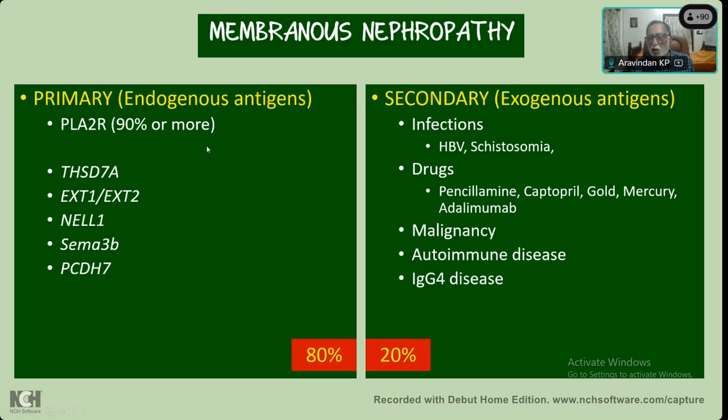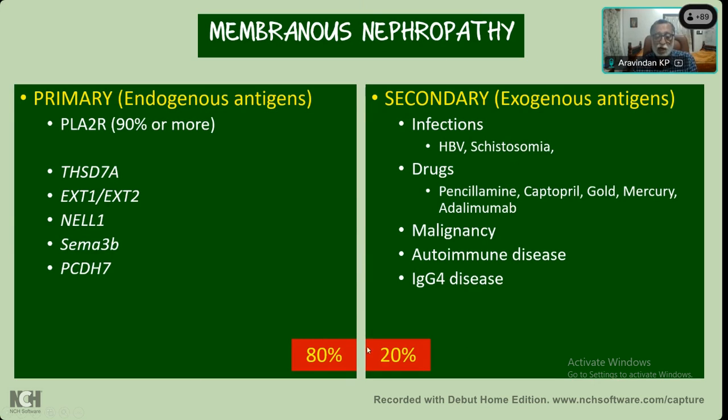Ninety percent of the cases nowadays are primary, especially since many other causes like schistosomiasis, HBV, and malaria sometimes are now very much decreased. So more cases are primary now, but you want to be sure. And among the secondary, one common cause is cancer. Many cancer patients sometimes come with membranous nephropathy, malignancies. So we want to distinguish this. 80-20 is the ratio.